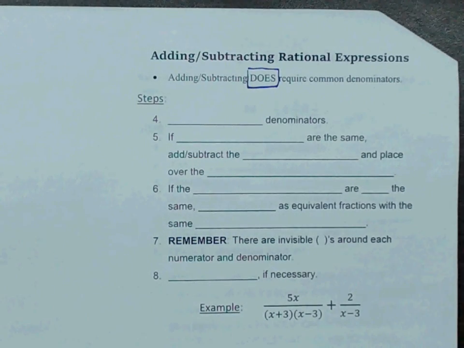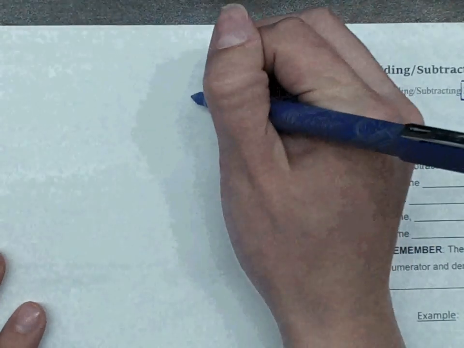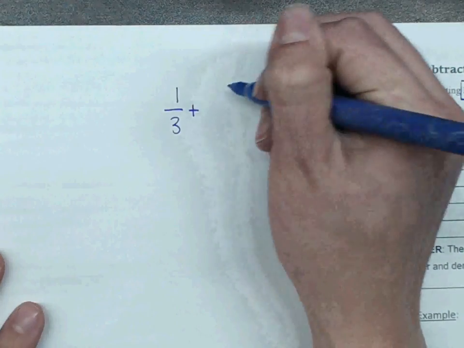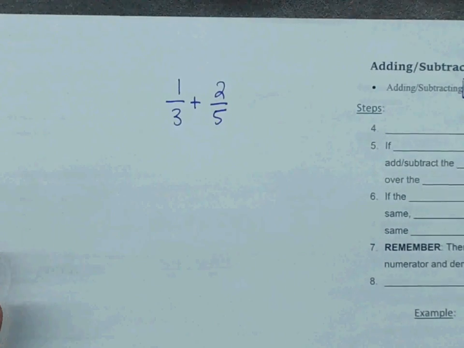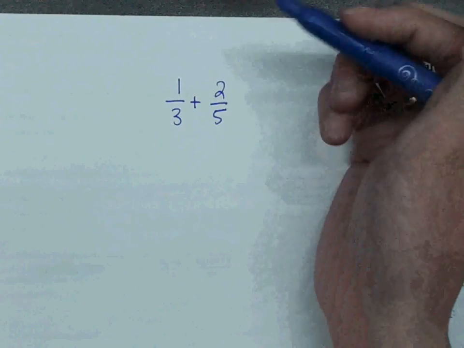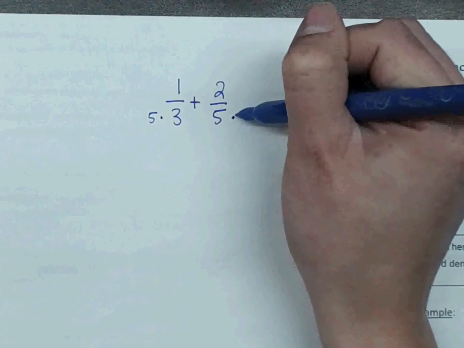So let's just take a second, kind of go back to elementary school, and try a fraction example. So if I gave you 1/3 plus 2/5, and I wanted to add these together, I would have to make sure that my denominators are the same. So the way that we always did that is we multiplied by the other denominator, right? So if I want my denominator to be 15, I'm going to multiply this by 5 to get 15. And I'm going to multiply this by 3.